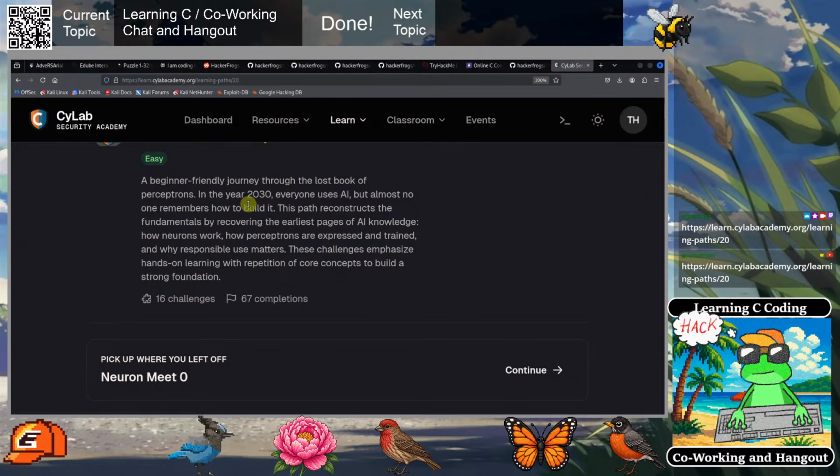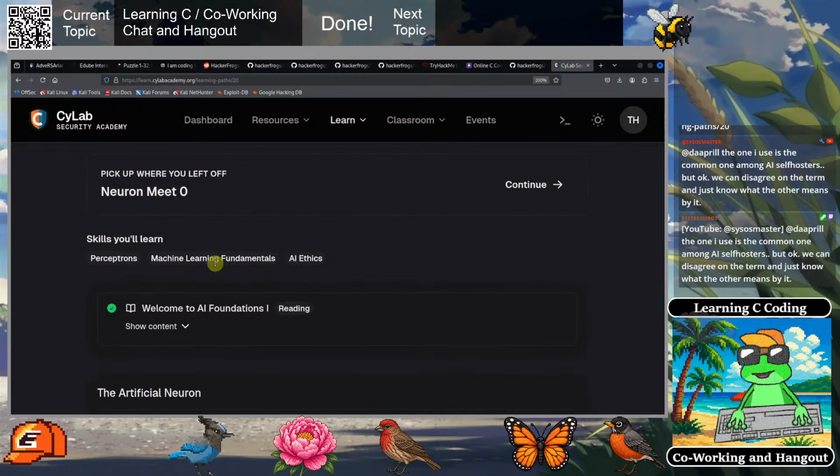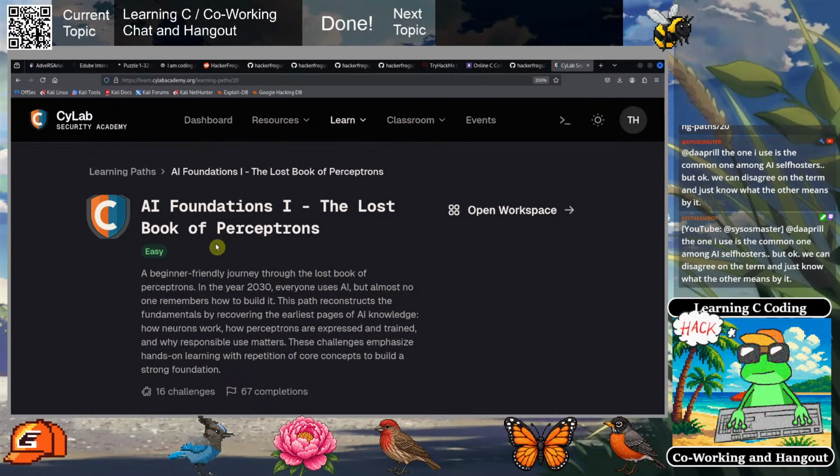Okay, so what's the premise here? In the year 2030, everybody uses AI, but almost no one remembers how to build it. So this is kind of like a nightmare scenario. We've got advanced technology, but when it breaks, we don't know how to fix it. But anyways, this looks like a very interesting event slash course, and I would like to take a look at this.